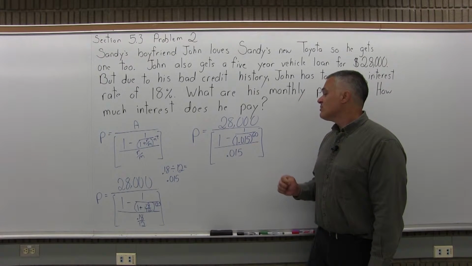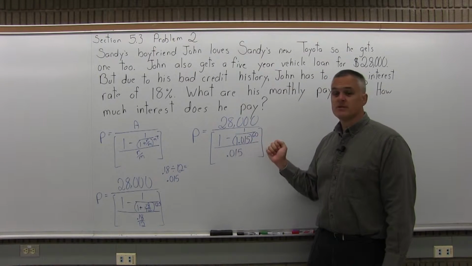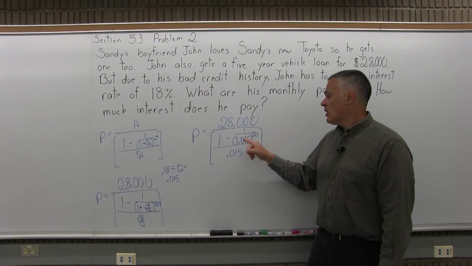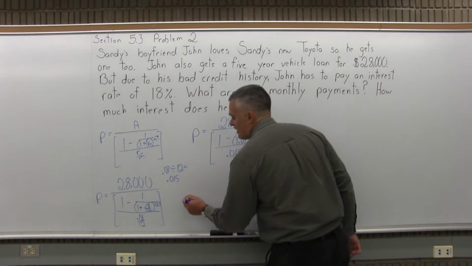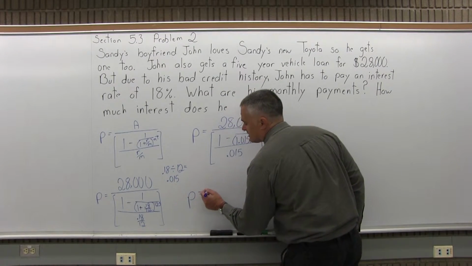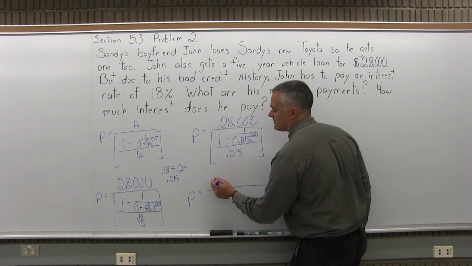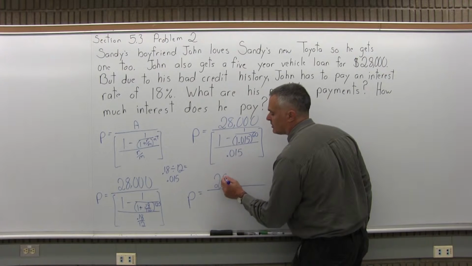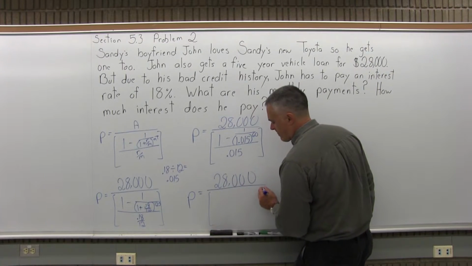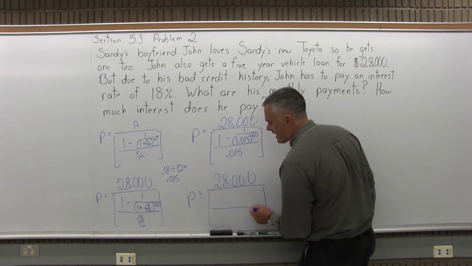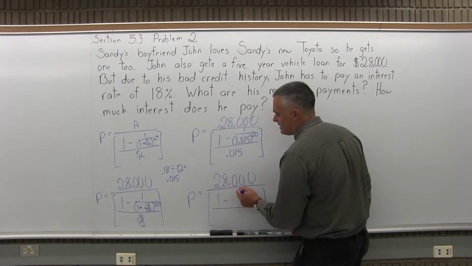So at this point, what has to happen is the big exponent of 60th power. So I'm going to do 1.015 to the 60th power. And the next version of my formula is still going to have the 28,000 up on top. My brackets now will have, in the numerator of the brackets, 1 minus some fraction.